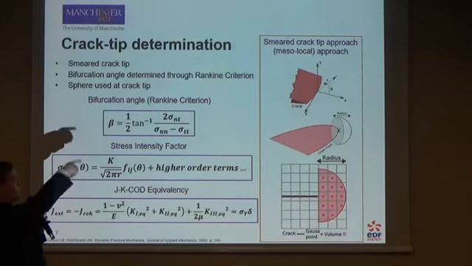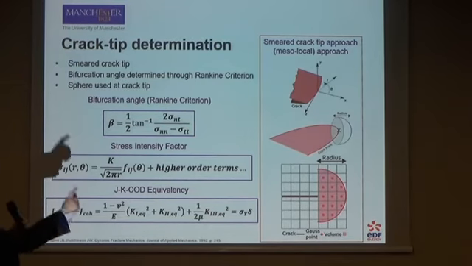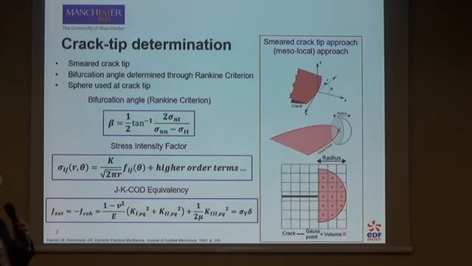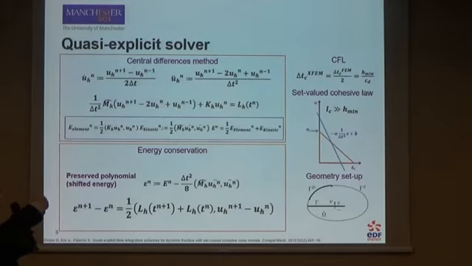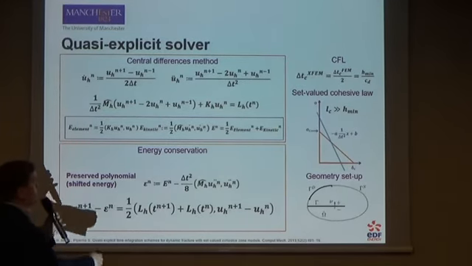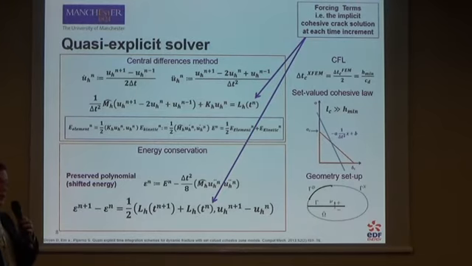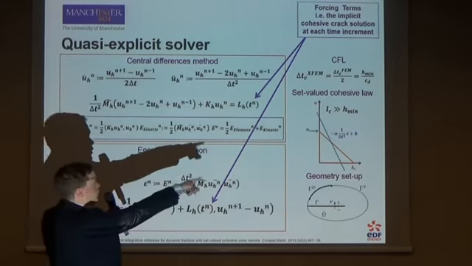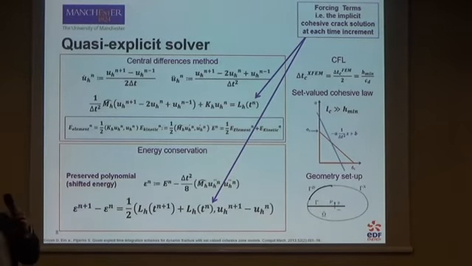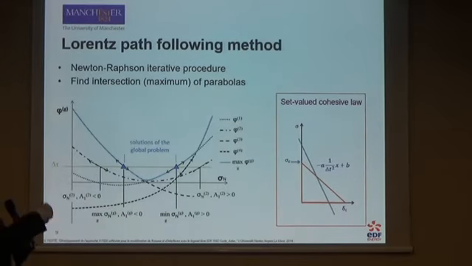We use a simple bifurcation criterion, the Rankine criterion for a smear crack tip to ascertain the stresses ahead of the crack. But in general, the quasi-explicit solver simply takes an implicit solution and uses that as a forcing term to force the explicit part of the global dynamics to be energetically conservative per each time step of propagation. We use a set-valued cohesive law to allow it to be discretized, so therefore through a Lagrangian Newton-Raphson method we are able to ascertain at each step the correct energy state from the cohesive crack as it propagates.